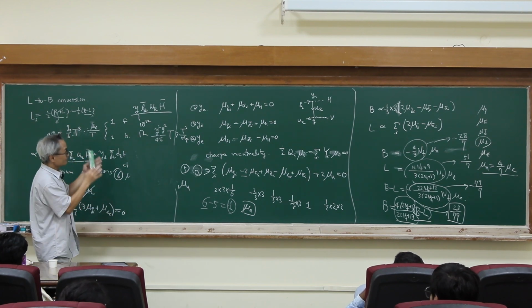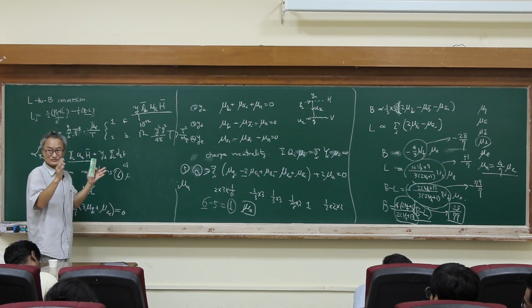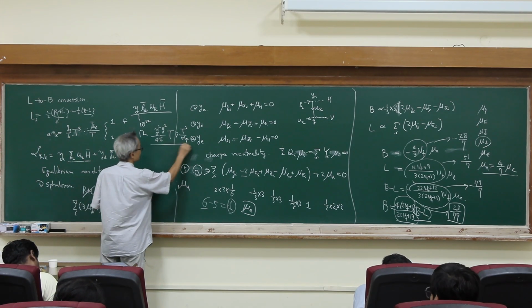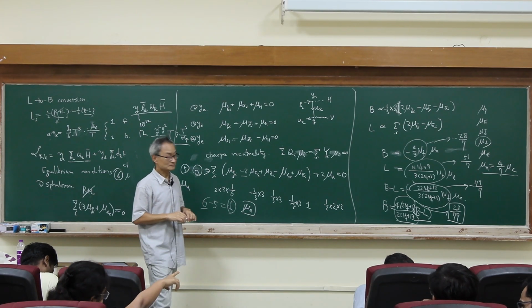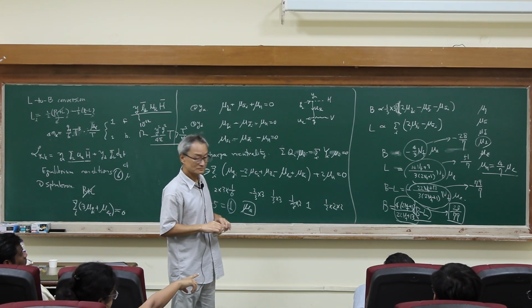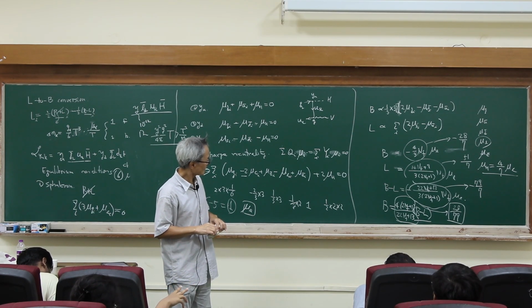Basically, we have to solve the Boltzmann equation to get a precise number. But for us, it's enough to see this. So in B minus L, there is an asymmetry, because it depends on this free parameter mu. So the asymmetry is there.